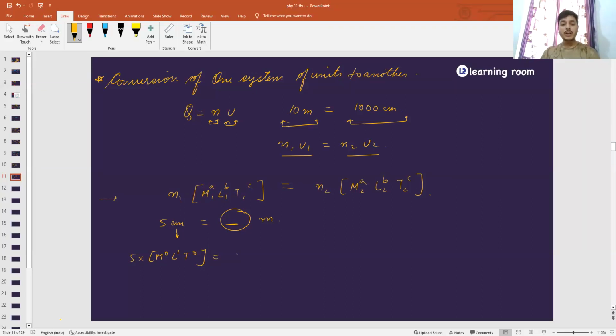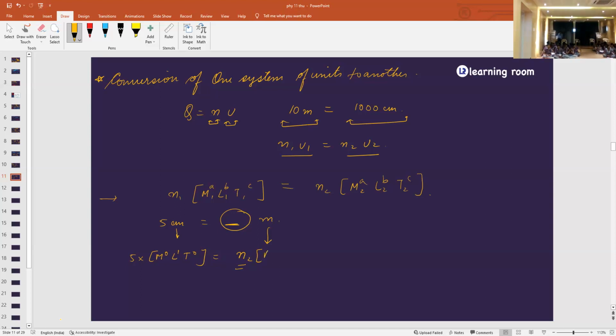Same thing here. This value I don't know. I'll be writing this as N2. And what is the dimension of meter then? Tell me. What is the dimension of meters? Again, this is length only. So it will be M0 L1 T0.